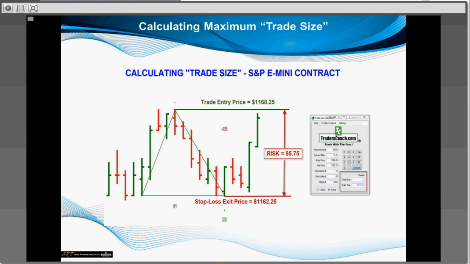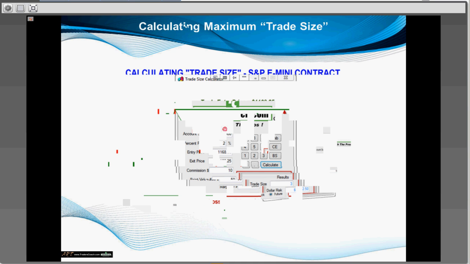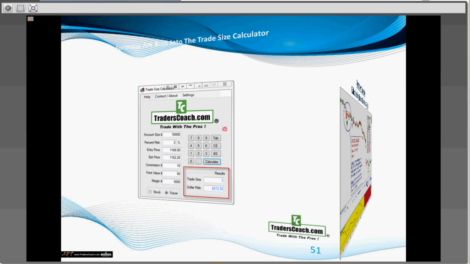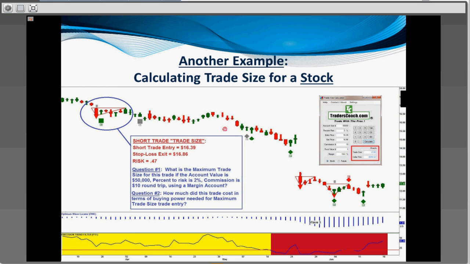All right, so I'm going to move along a little bit because we've got a lot to cover. Here is calculating trade size for a stock, for example. Basically, your short trade entry can be 1634 in this example. The exit 1686. The risk is 0.47.